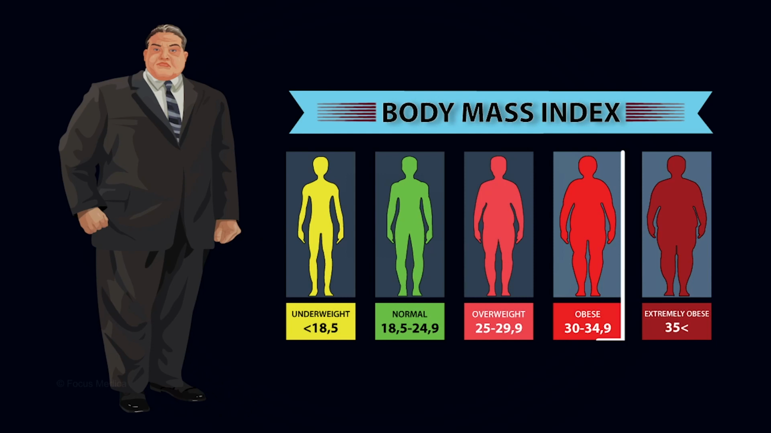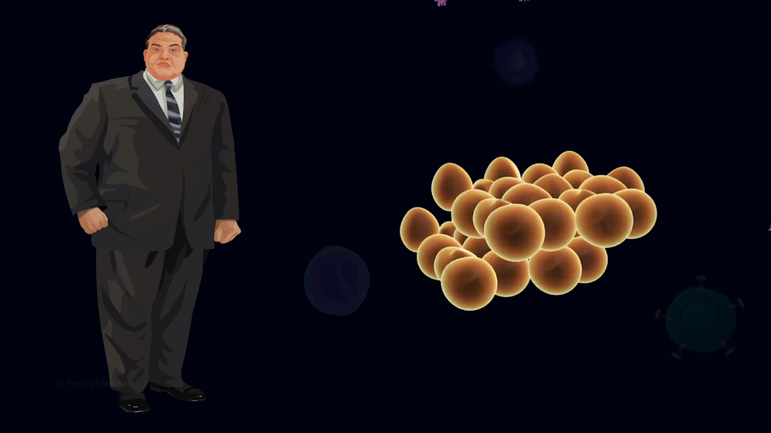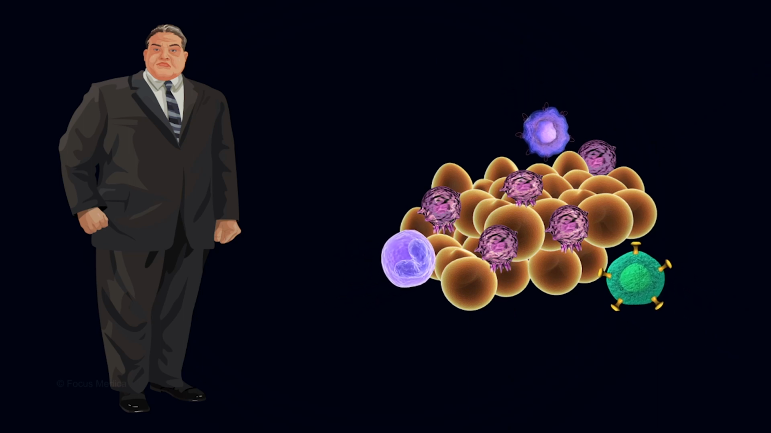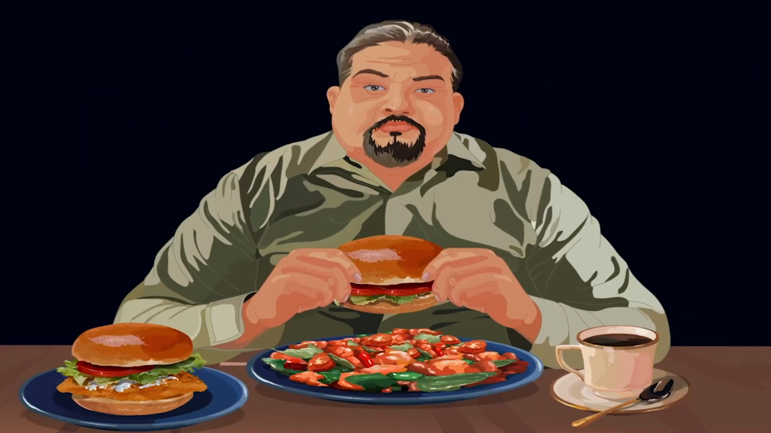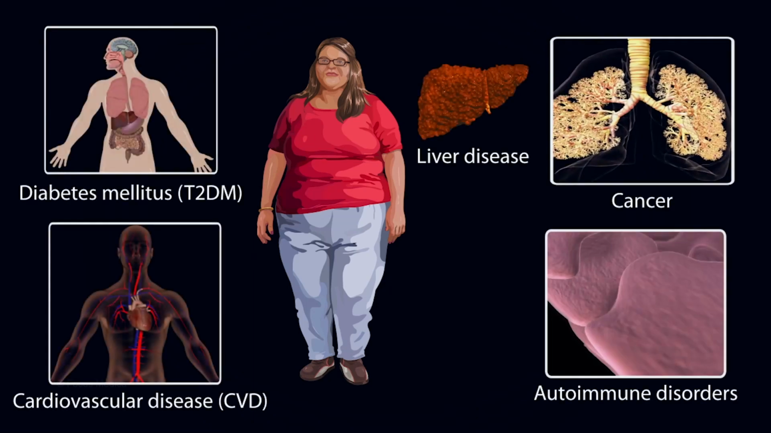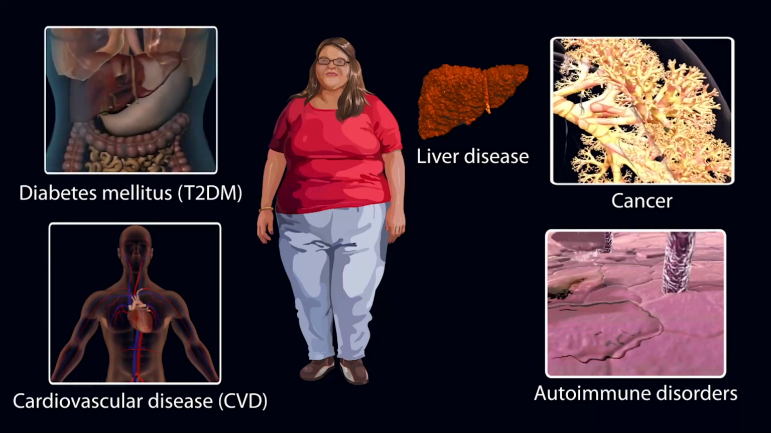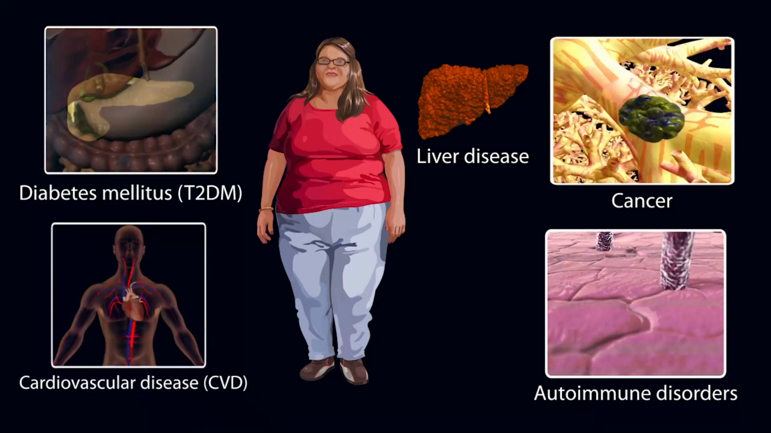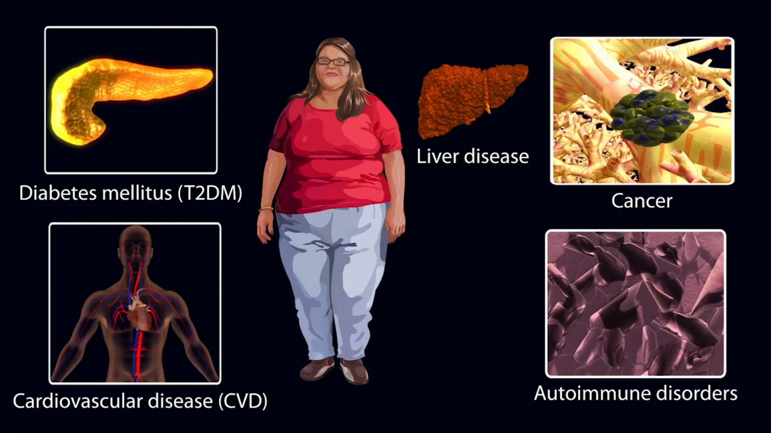Obesity is a metabolic disease characterized by a chronic subclinical inflammatory response associated with an imbalance, dysregulation of cellular homeostasis in response to excessive nutrient intake and accumulation. Obesity poses severe risk of developing diseases associated with chronic inflammation, including type 2 diabetes mellitus (T2DM), cardiovascular disease (CVD), liver disease, cancer, and autoimmune disorders.